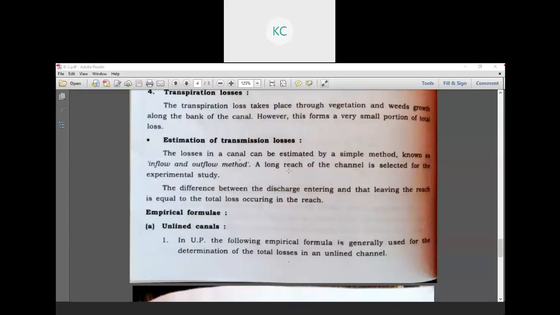A long reach of a canal is selected for the experimental study. The difference between the discharge entering and leaving the reach is equal to the total loss occurring in the reach. So there are two empirical formulas, for unlined canals as well as lined canals. Okay, so there is a difference between unlined canals and lined canals.